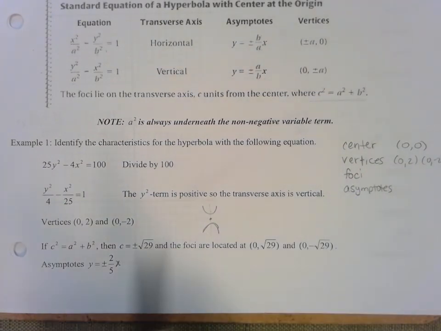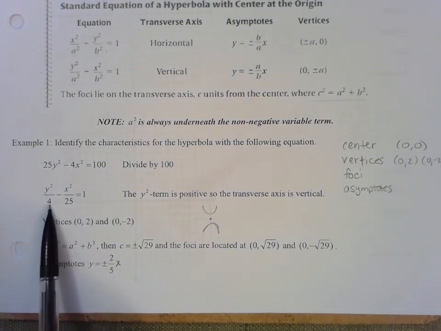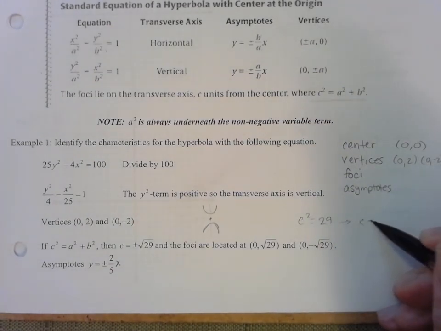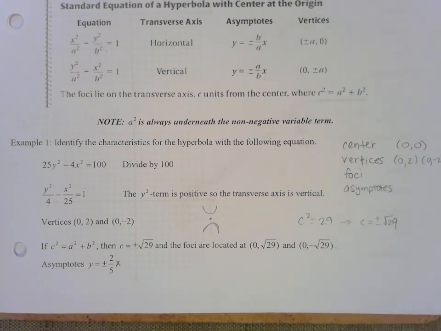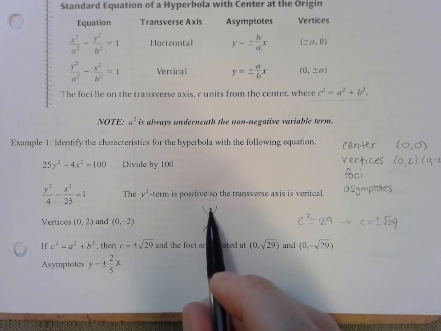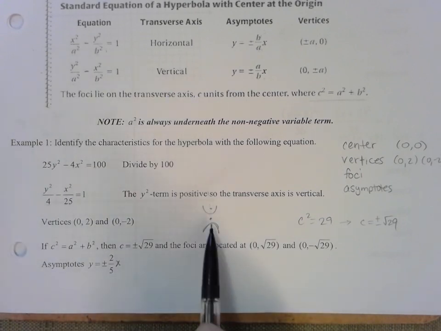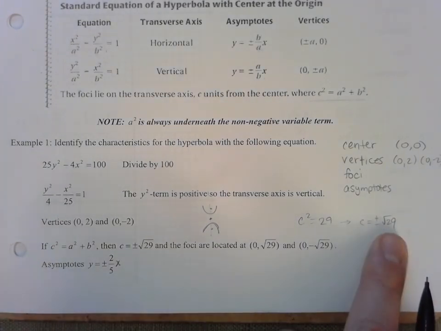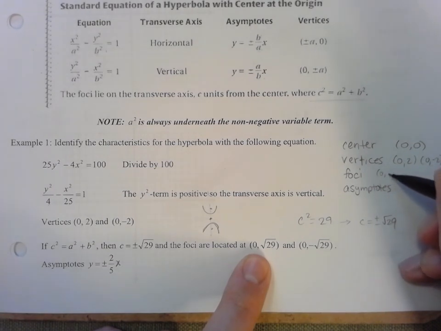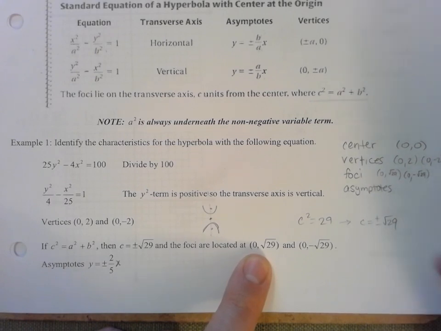Where are the foci? We're going to add a squared plus b squared. 4 plus 25 makes 29. So c squared equals 29. The value of c equals plus or minus square root of 29. If our transverse axis is vertical, the foci are going to be root 29 above and root 29 below the center. So because our center is 0, 0, we're going to add these to the y-coordinate. That's how we got foci at 0, comma, root 29 and 0, comma, negative root 29.